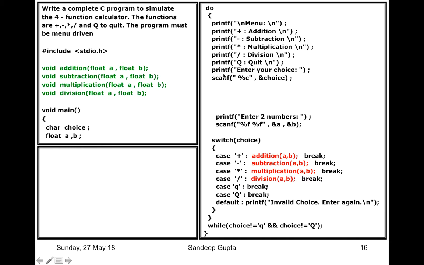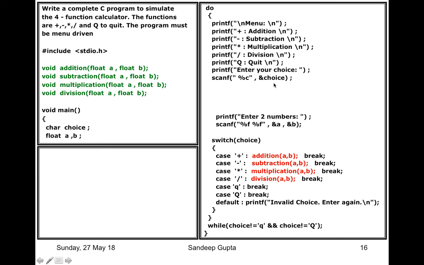After the menu, this printf will display enter your choice. Now don't forget the choice will be something like plus, minus, multiply, divide, which is a single character. That is why in the scanf I have written %c ampersand choice. Choice is a character variable. Don't wonder right now why I am leaving this space. That we'll see later on.